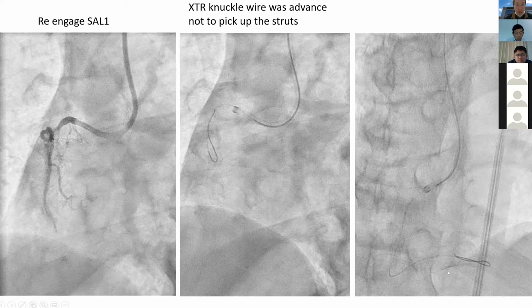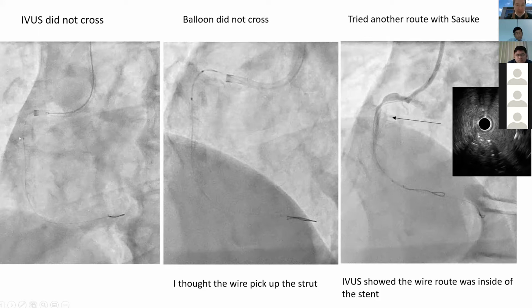And I tried to confirm with IVUS, but the IVUS did not cross. And the balloon did not cross either. So I thought the wire picked up the strut again. So I brought the Sasuke again and made another knuckle wire go down. And when I checked this part by IVUS, now the wire had picked up the stent inside part, this one part.